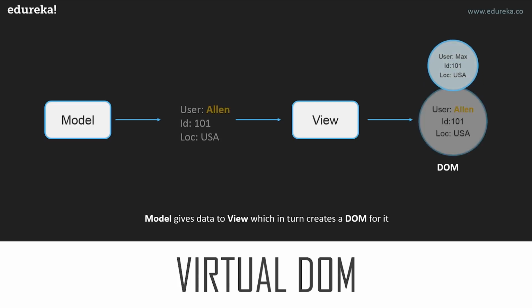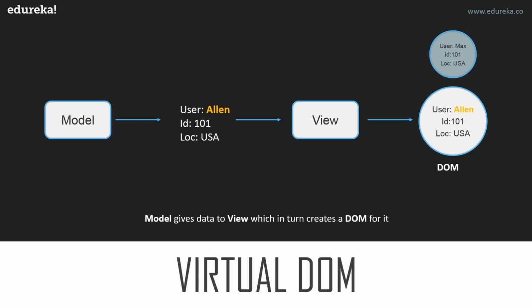Now model gives data to the view, which in turn creates the DOM, but you can see over here that if I change the user from Alan to Max, that is the only change which has happened in terms of three properties. As compared to three properties, only one property has been changed, and that property will only be reflected on the real DOM. That is the power of a virtual DOM.